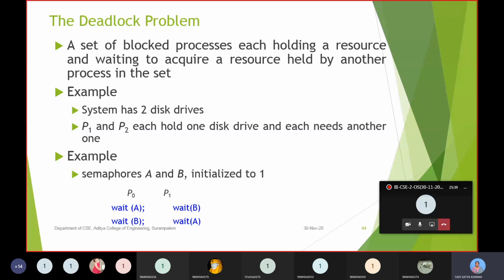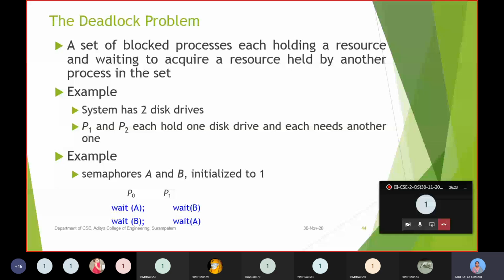For example, there are some set of processes executing in the system, and each of the processes is holding some resource. We have so many computer resources like memory, CPU, input devices, output devices. All these are considered as the resources of a computer. So each process executing in the system is holding one of these resources, and is waiting for other resources which are already held by some other processes in the same set.